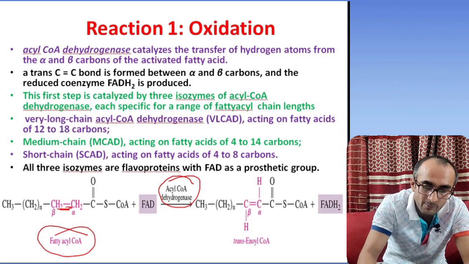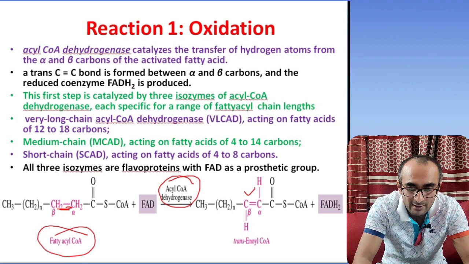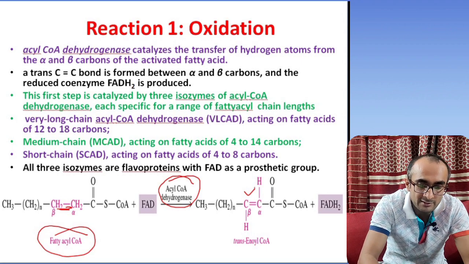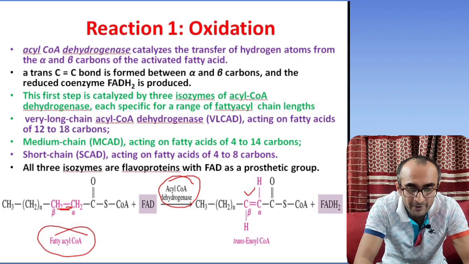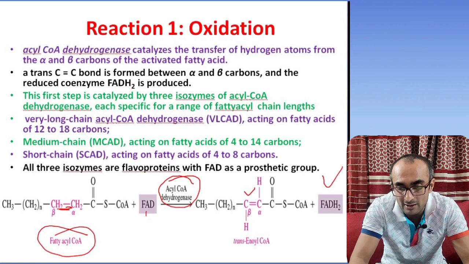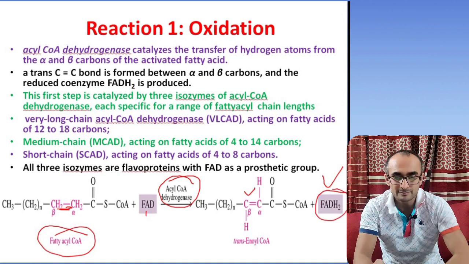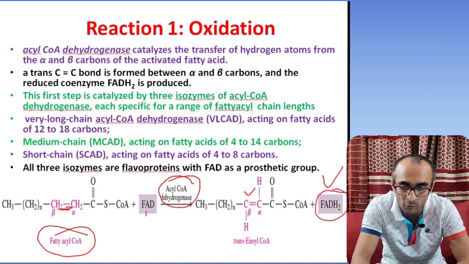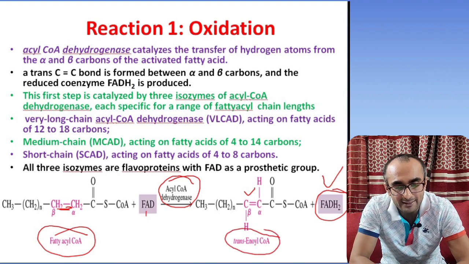So an alpha-beta double bond will be introduced, and at the same time these hydrogens will reduce one FAD molecule into FADH2. So in the very first reaction one FADH2 molecule is also produced, and the product formed is called trans-enoyl coenzyme A.